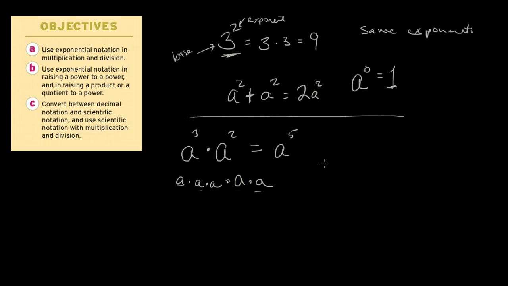Let's see that work on another number. Let's say 2 squared times 2 to the 3rd power. Well, 2 times 2 is 4, and 2 times 2 is 4, times 2 again is 8, and 4 times 8 is 32. Isn't that the same thing as 2 to the 5th power? If you don't believe me, take out your calculator, type the number 2, and then hit the x to the y button, and then type the number 5 and see what it gets.